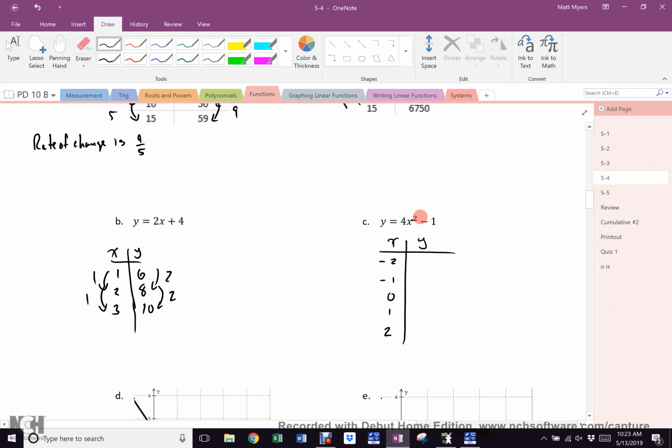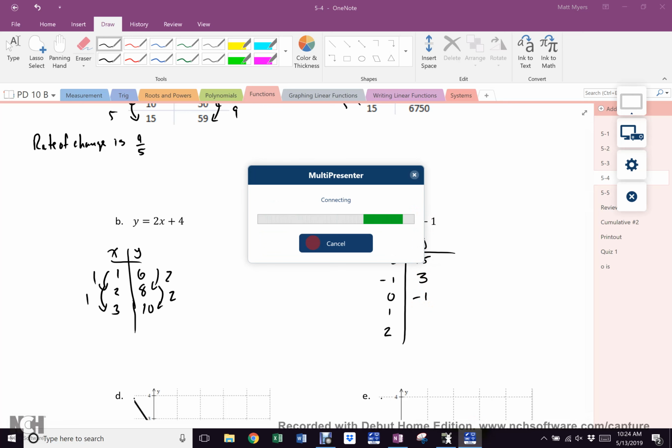What is 4 times 4 minus 1? 15. What's negative 1 squared? 1 times 4 minus 1, 3. What's 0 squared? Times 4 minus 1. Negative 1. I know it's blue. That's okay. It'll all show up in a while.